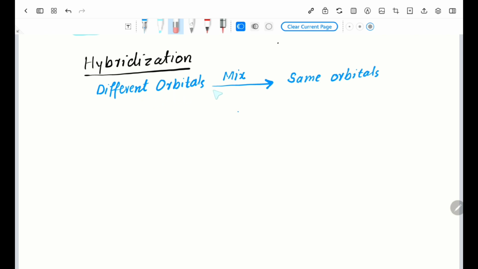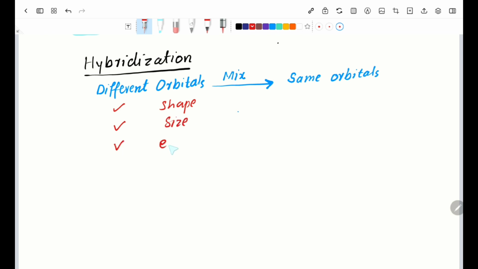Hybridization. Different orbitals mix together to form same orbitals. How different? What is the difference between such orbitals? Remember, they have different shape, different size, and different energy. When they combine together, they form orbitals with same shape, same size, and same energy. This mixing is known as hybridization.